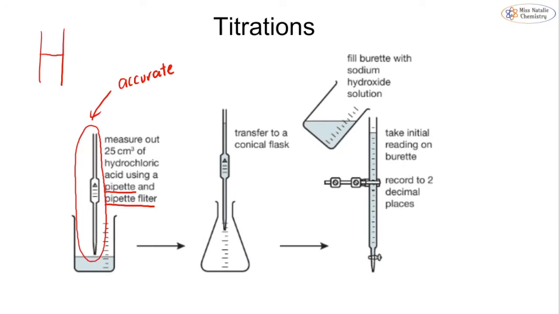like that, and it will be a straight line, and you want the curve of your liquid to sit directly on the line, and that curve is called the meniscus. So the liquid has a curve to it once it is in the tube, and then you want the bottom of that curve sitting right on the line to tell you that it is 25 centimeters cubed. We then put that into a conical flask, and typically we'll add an indicator as well.